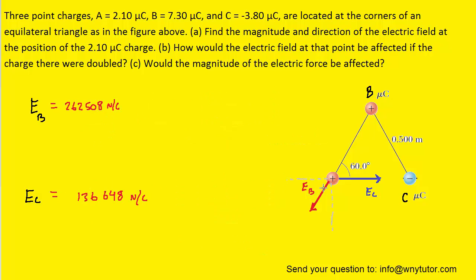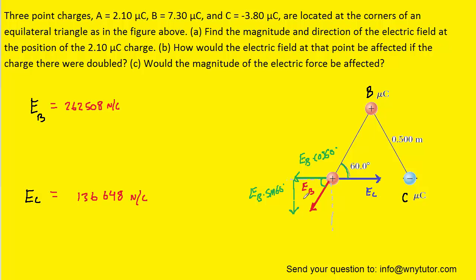Now, because EB is pointing in both the x and y direction, we have to break it into components. So perhaps we could project a vector to the left here, and that would represent the x component, and then the y component would be projecting straight down. Note that the angle right here is 60 degrees because it's directly across from the angle marked 60 degrees here. So because the x component is adjacent to the 60-degree angle, it's going to be EB times the cosine of the 60-degree angle. And then the y component is opposite to the 60-degree angle, so that's going to be EB times the sine of the 60-degree angle.